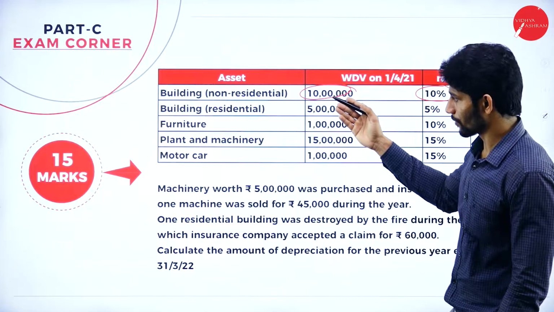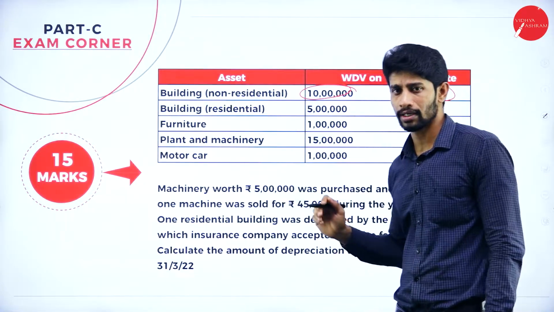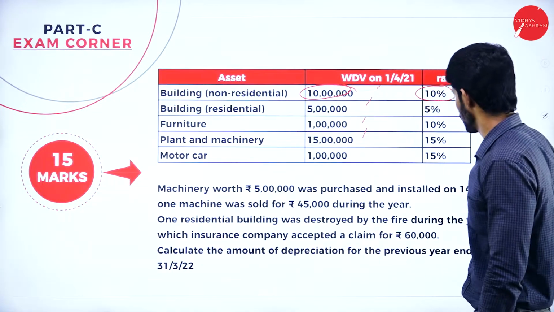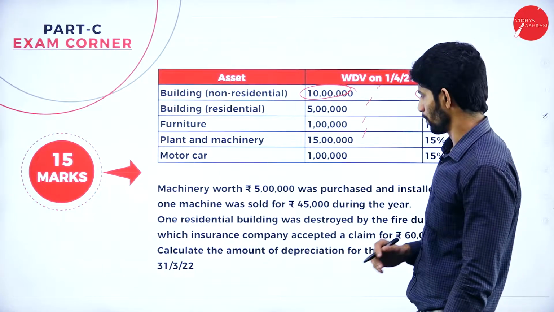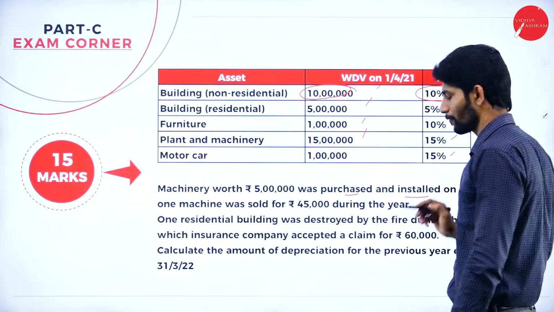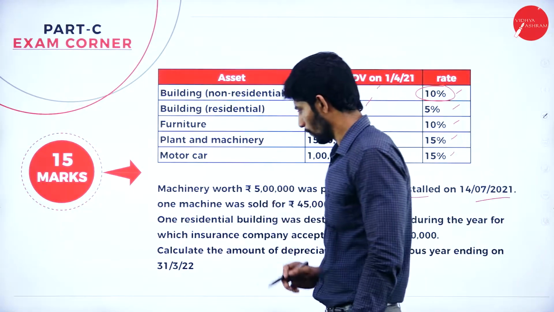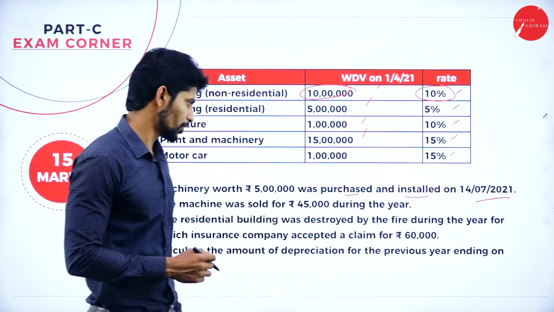So building, residential and non-residential, furniture, plant and machinery, motor car, the assets are given, values are given, and the rate of depreciation is also given. And the machine worth of rupees 5 lakhs was purchased and installed on 14/7/2021. One machine was sold for 45,000 during the year.